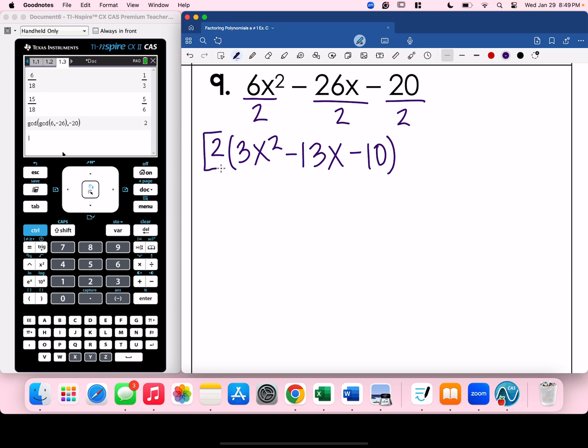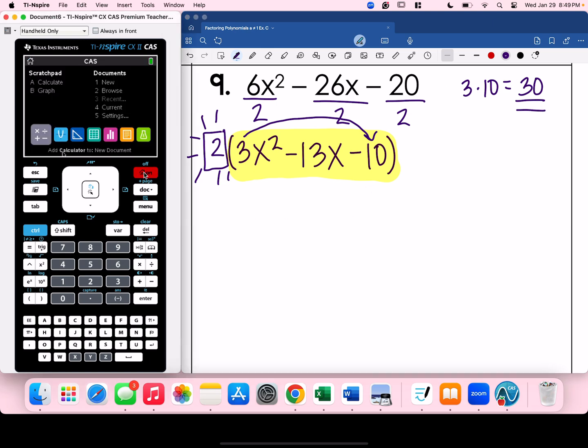So we're going to go ahead and box in our GCF of 2, and we're going to save this for later. And we are focused on what is inside of the parentheses. So our next step, we're going to go ahead and slide and multiply. 3 times 10 gives us 30. So now we want to go ahead and list out factors of 30.